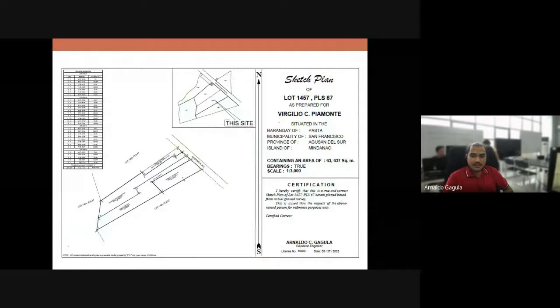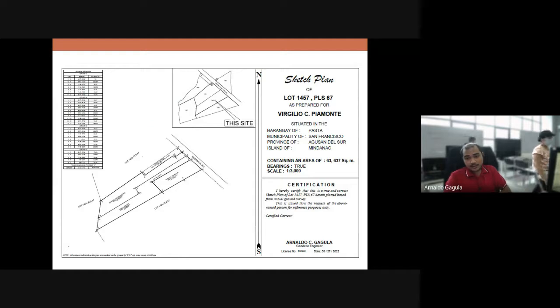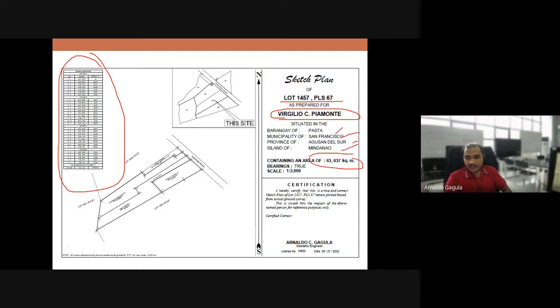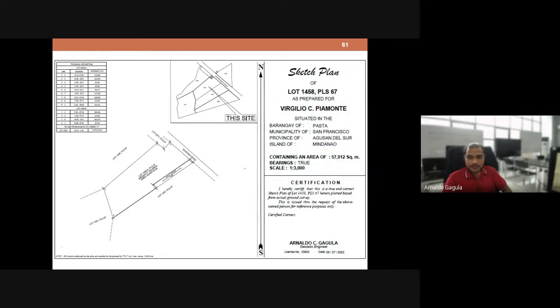So next is the sketch plan. This is an example of a sketch plan. It indicates the technical description, the sketch plan of the lots, which PLS, who requested the survey, where it is located, the area, bearings, and scale. So, here is the certification. Actual ground survey, then by the geodetic engineer. So, another example of the sketch.